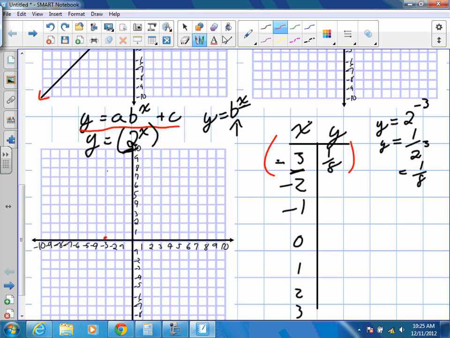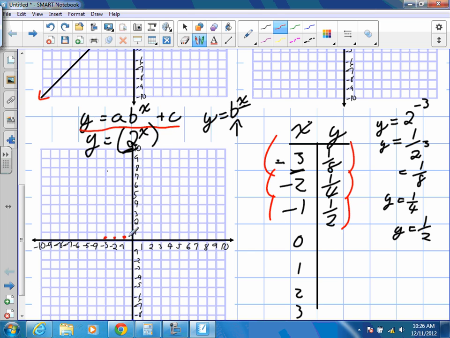Let's try another one with -2. That's right, instantly going to be 1 over 4. We flip it, and then we take it to the power of 2. If you're unsure how to do that, just try it with your calculator. So here's another coordinate. It's rising up a little: -2 and a quarter. Still pretty close to the x-axis. -1 is going to be 1 over 2, so it'll be a half. Again, rising up, so we go up to a half.